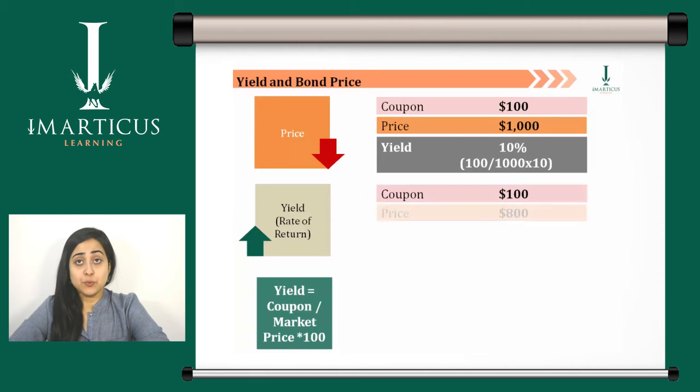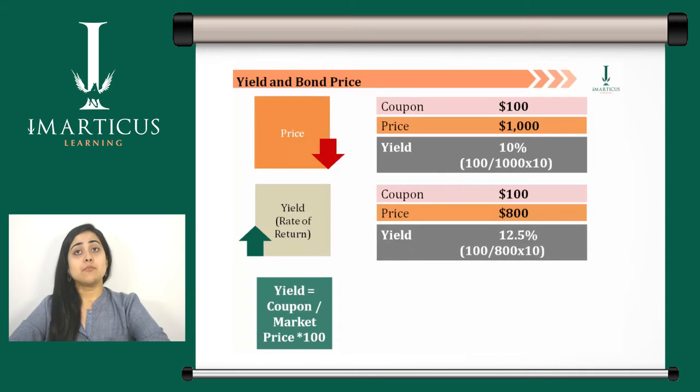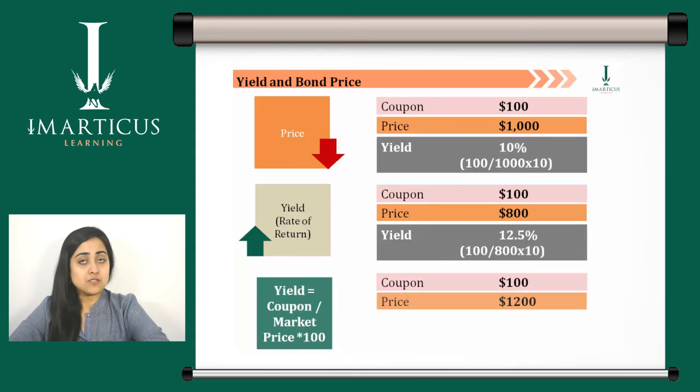Moving on to scenario 2. If the coupon is $100 and the market price is $800, then the yield will be 100 divided by 800 multiplied by 100, which is equal to 12.5%. Next we see is scenario 3.